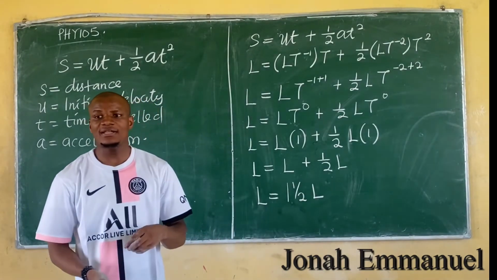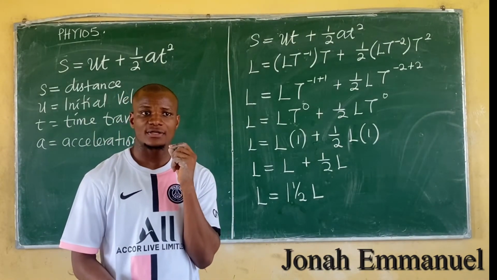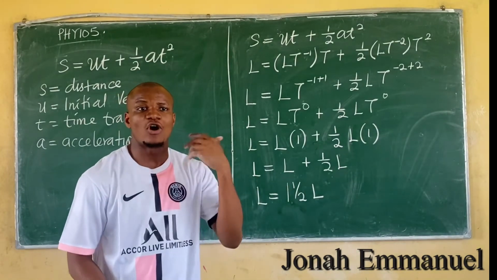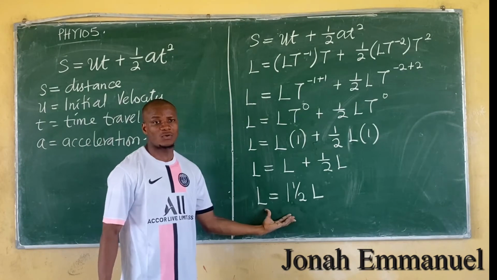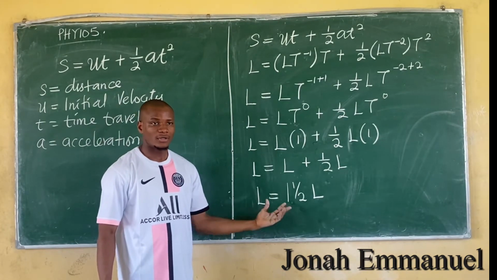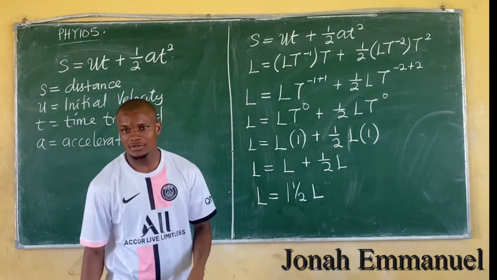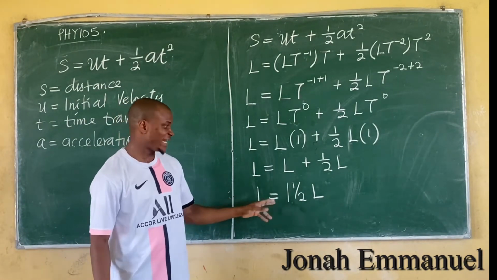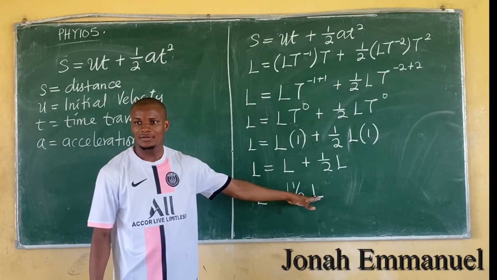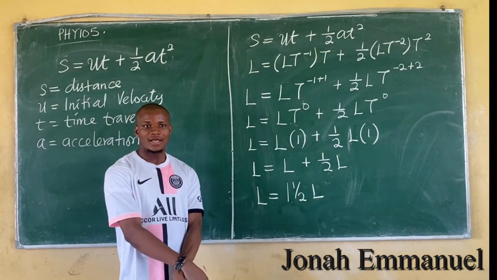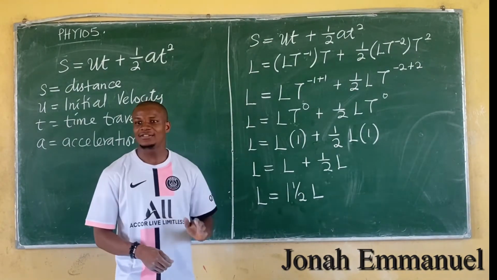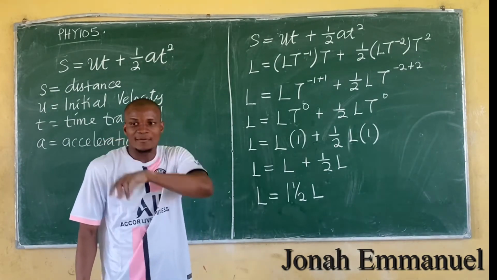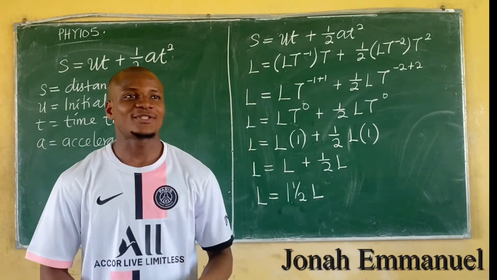We said an equation is correct if the dimension on the left hand side is equal to the dimension on the right hand side. Are these two equal? Is L equal to 1 and a half L? No.